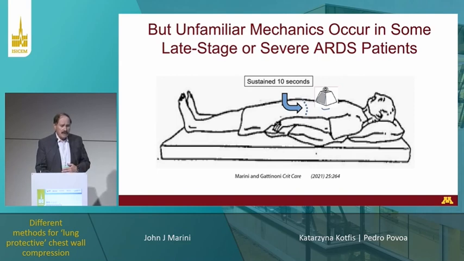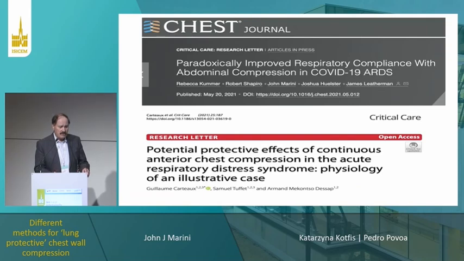If we push on the belly, not just one cycle, but for about 10 seconds, we can elicit a response that's quite paradoxical, or what we think is paradoxical. And this was one of the first papers, paradoxically improved respiratory compliance with abdominal compression in COVID-19 patients. It doesn't make the whole system stiffer, it makes it less stiff. Even though the chest wall is getting stiffer, the whole system seems to be better.